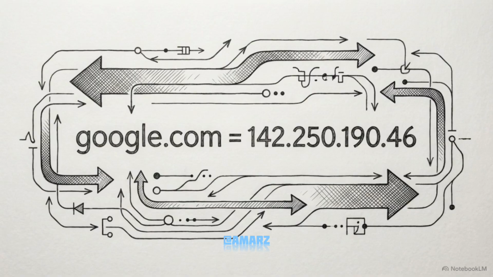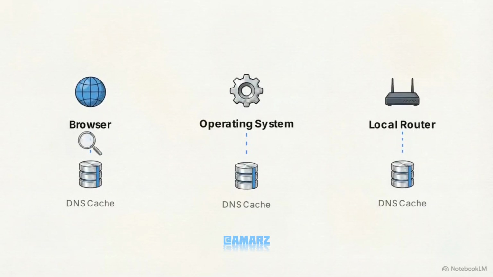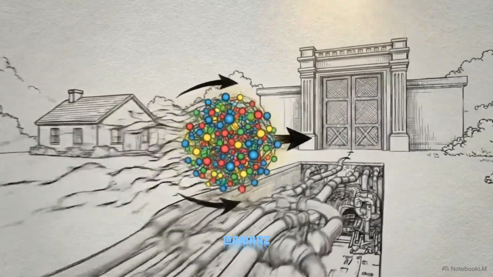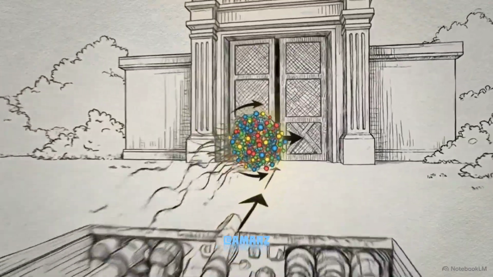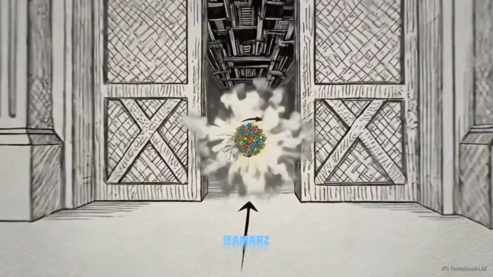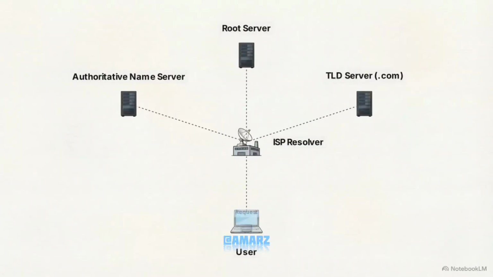Every website has a numerical IP address. Your browser, operating system, and local router first search their own internal caches to see if they already have the location stored from a previous visit. If the address isn't found locally, the request travels to your internet service provider's recursive DNS resolver, which takes over the hunt. The resolver starts a recursive lookup, querying the global root name servers.